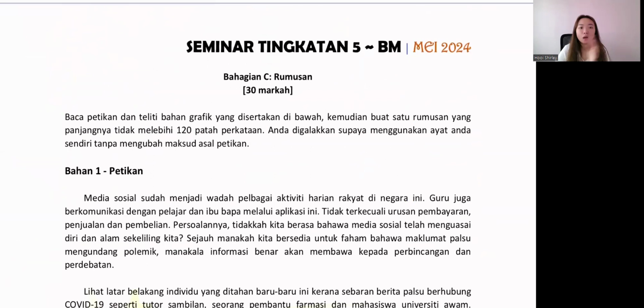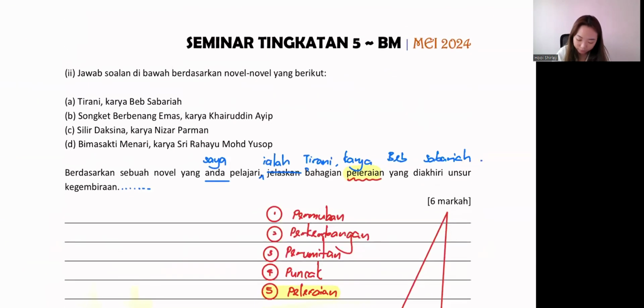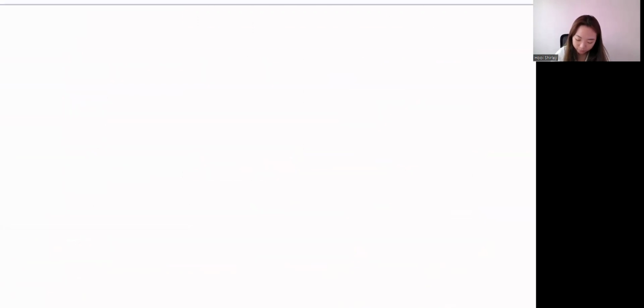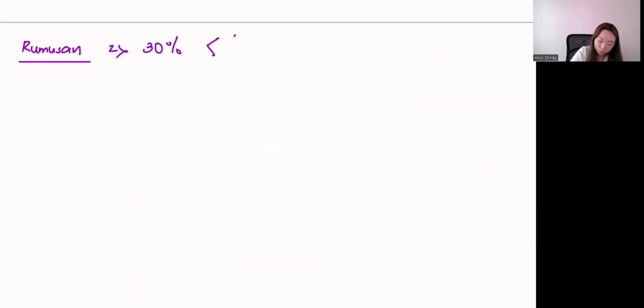Can I? Okay, the questions here, before that, a general one. Okay, so the last part for the rumusan. So for rumusan, this is questions 9. Forever questions 9, and also this is a 30 marks question. 30 marks you will split into the penulisan and also bahasa. Later I will tell you how you should do it, and then only isi no huraian, no contoh.